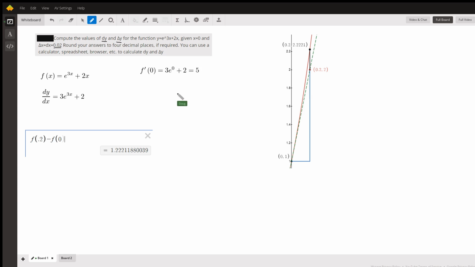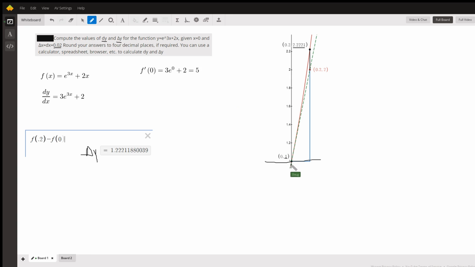Okay. If we focus on just the red curve, which is the original function, the change in y, delta y, is this change right here from f of 0, which is a 1, up to f of 0.2, which is 2.221, approximately. So delta y would be this value right here, 2.221 minus 1.